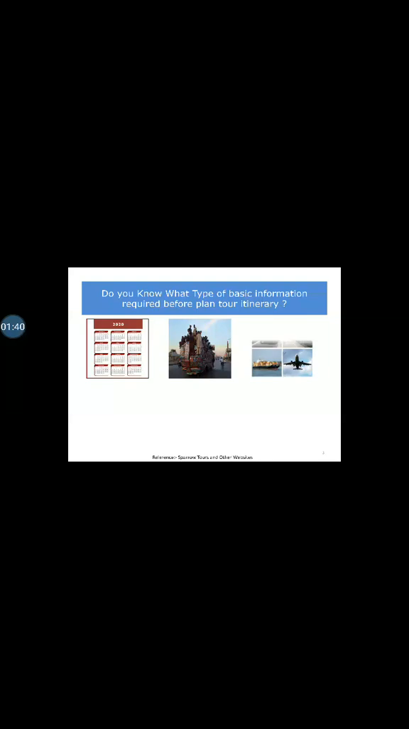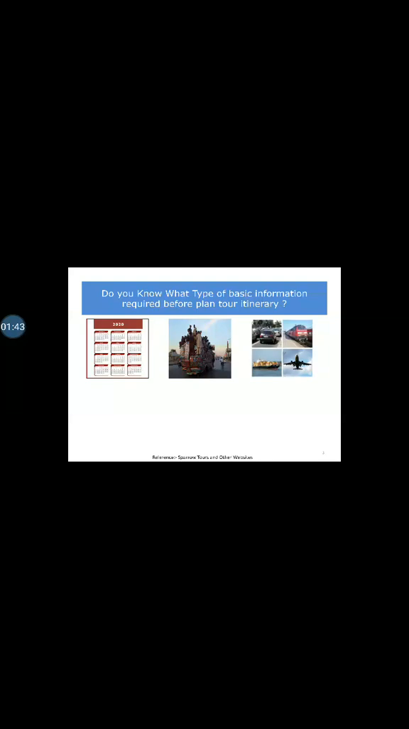With the help of the following images, you can identify what kind of basic information is required for planning a tour itinerary. You can see the calendar image of 2020. It means the approximate date, month or year of travel is required. Then another image shows a crowded bus where people are traveling on top of the bus. It means carrying capacity, the number of people who will be traveling and accommodated in a hotel or transportation.